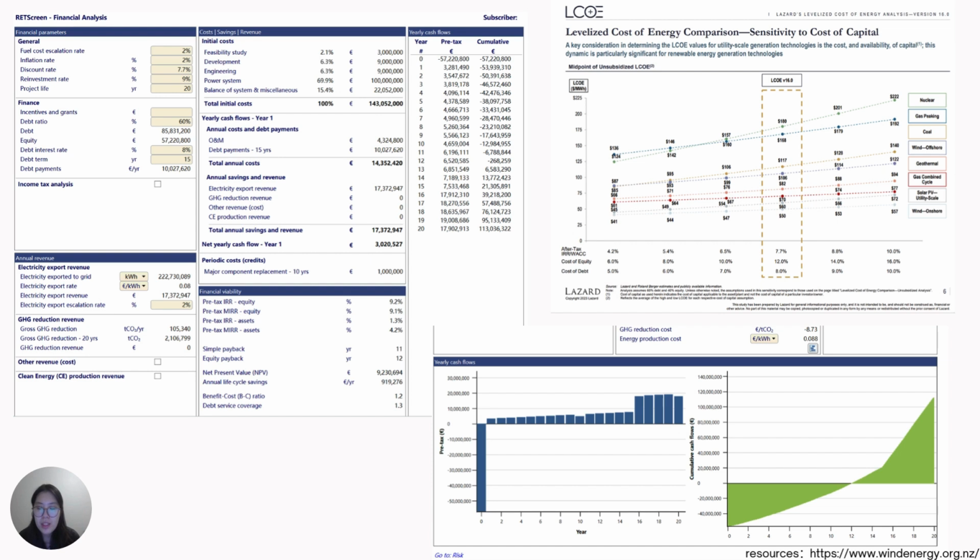Financially, the project has a pre-tax equity internal rate of return of 9.2% and a net present value of 9.23 million euros. The project is expected to break even in 11 years and be cash flow positive and increasing over its 20-year life cycle, making it a sound investment.